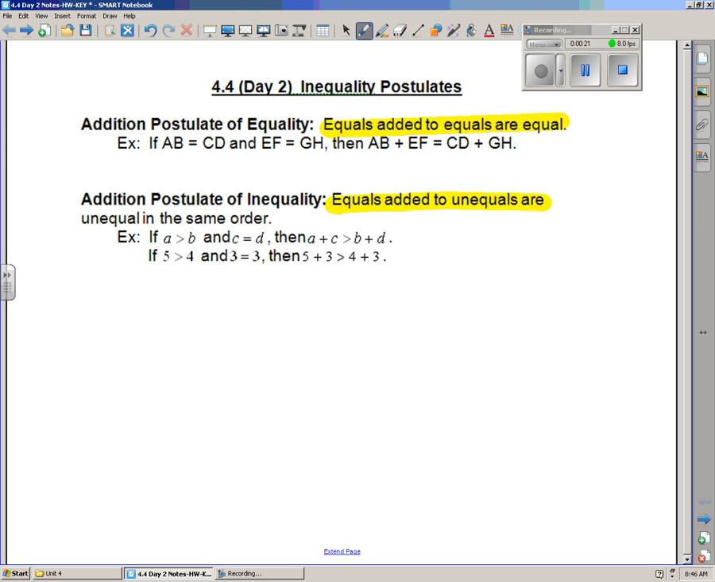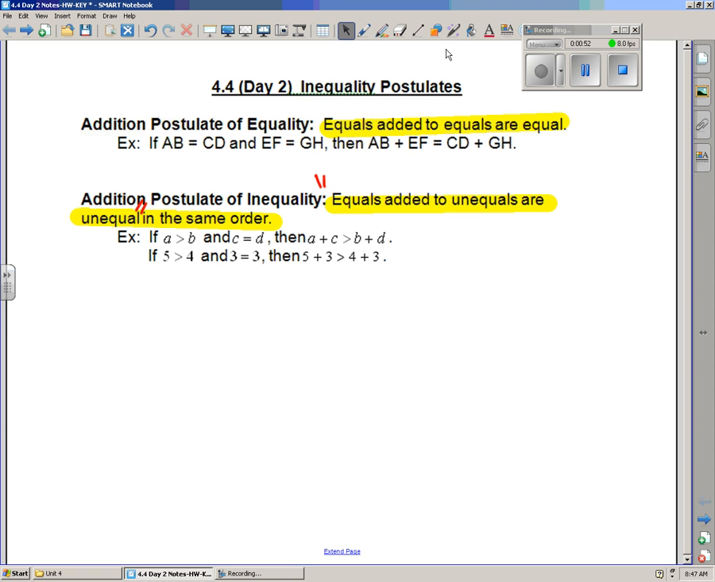And this is going to be equals added to unequals are still unequal, basically in that order. So really what you're going to be doing is probably writing this part. Equals added to unequals are unequal. And what that means basically, if you know that A is more than B, but C and D are the same, then if I add C to A and I add D to B, then I'm still going to have the fact that A plus C is more than B plus D.